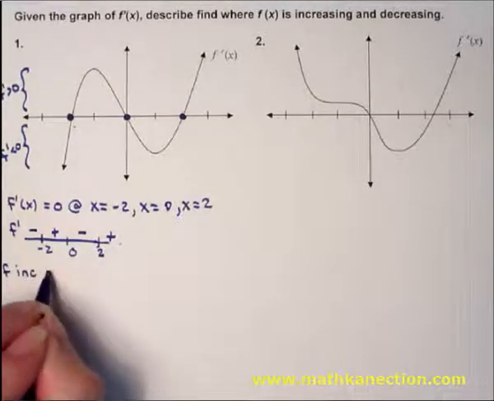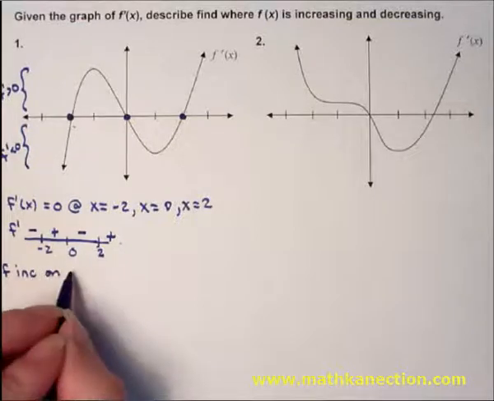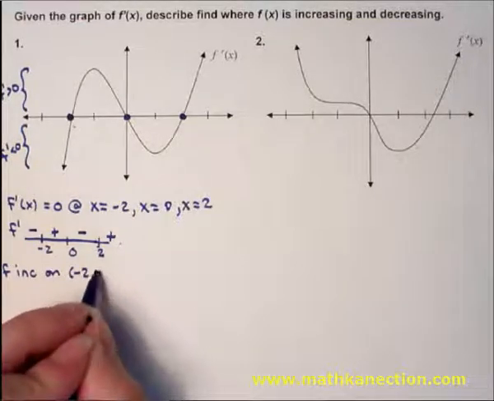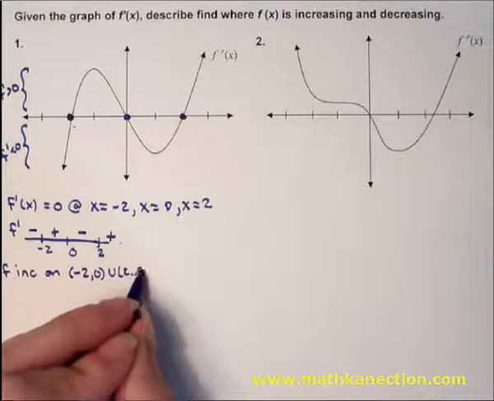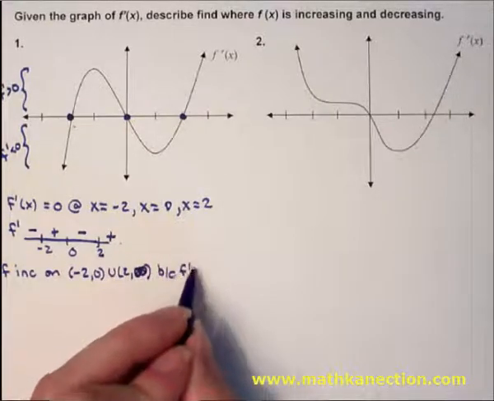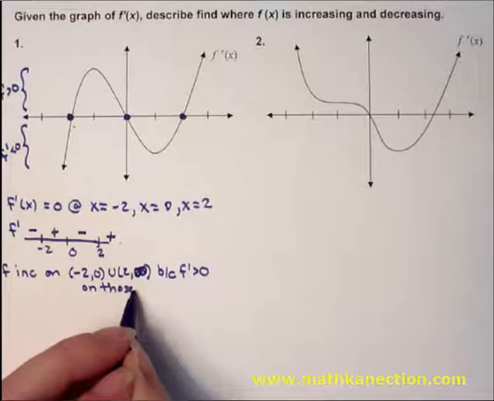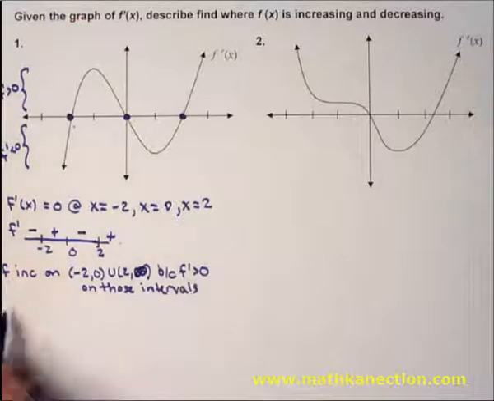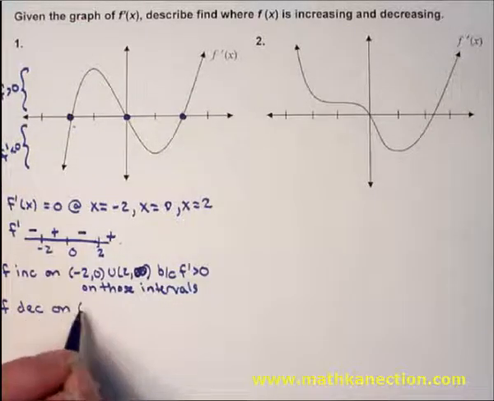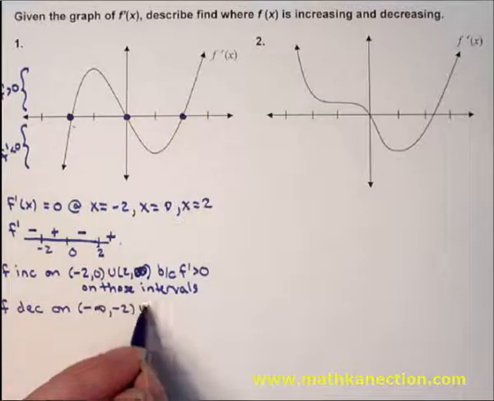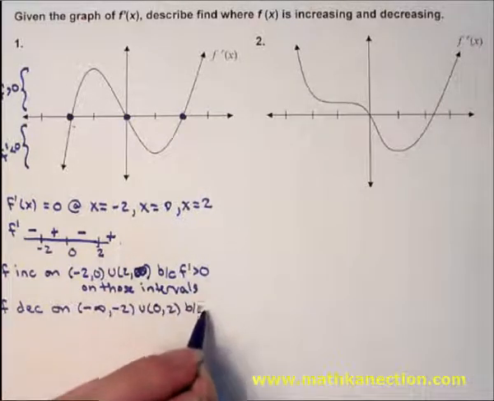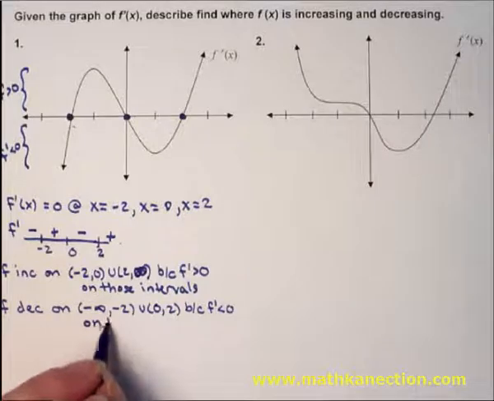So then f is increasing on the interval from -2 to 0, union 2 to infinity, because f prime is greater than 0 on those intervals. And then f is decreasing on the interval from -infinity to -2, union 0 to 2, because f prime is less than 0 on those intervals.